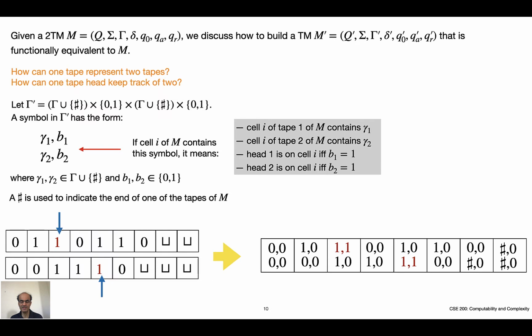So now we come to the heart of the matter, which is that I want to show that two-tape machines are no more powerful than one-tape machines. That means if I'm handed a two-tape machine, call it M, I'm given its full description in terms of the 7-tuple. I want to design a one-tape machine, call it M prime, by also giving its full description as a 7-tuple, that's functionally equivalent to M.